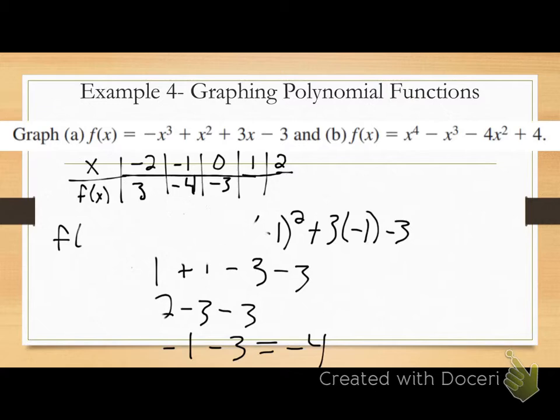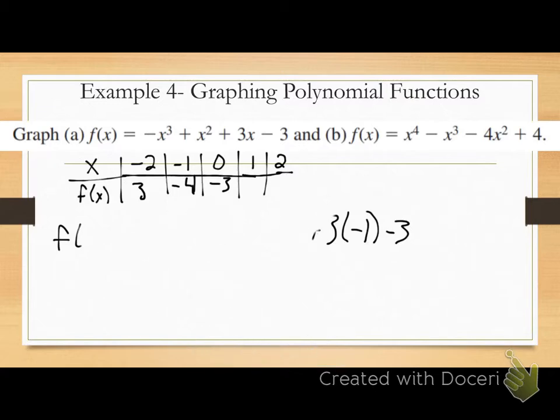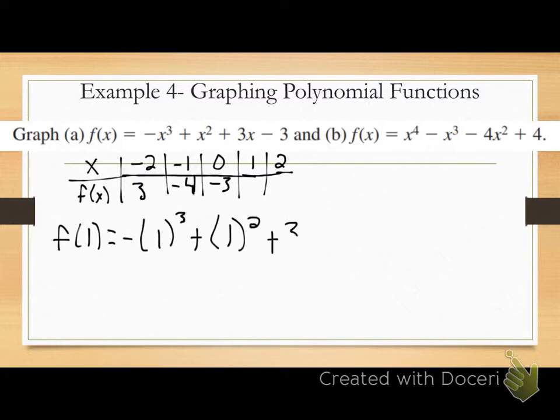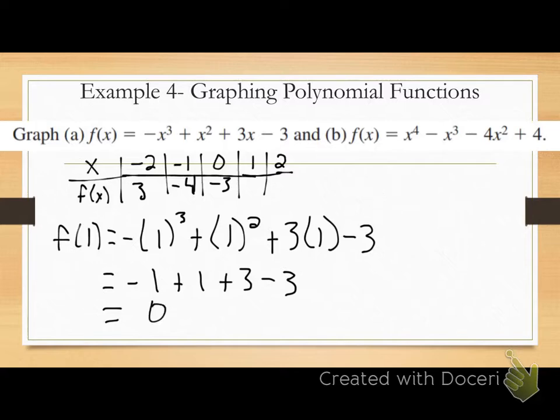Plugging in positive 1. Get negative 1 cubed plus 1 squared plus 3 times 1 minus 3. It's going to give me negative 1 plus 1 plus 3 minus 3. That'll be 0 plus 3 minus 3, which turns out to be 0. Everyone good with that? And finally, plugging in f of 2.